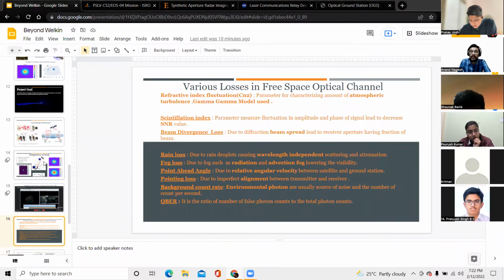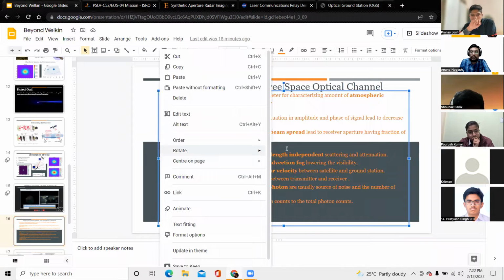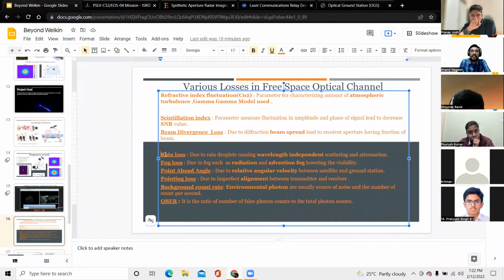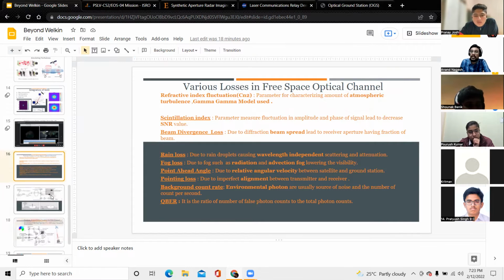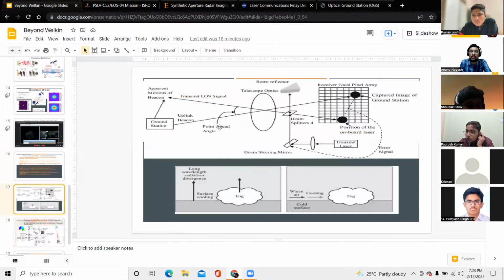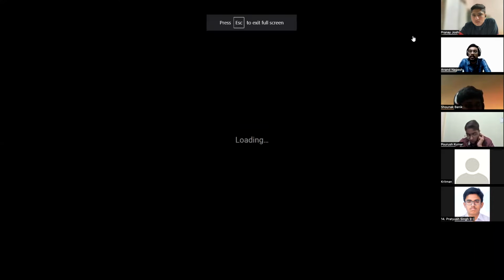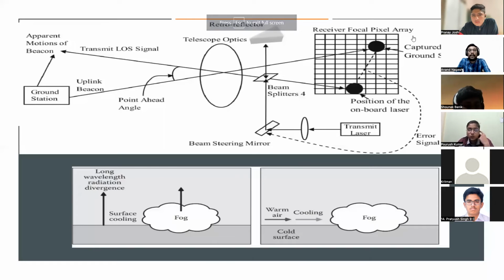There are various losses we have to look at in optical communication. These are the main few losses. Mainly, when you throw a laser into the sky and there is rain, there is dispersion of this laser light, right? So this is one kind of loss. We have rain losses, fog losses, point-ahead losses and pointing losses. There are 5 to 6 losses which we will have to overcome. Then we can achieve actual optical communication from a satellite to a ground station. Because as we know, Earth has an atmosphere, so the varying conditions shouldn't affect the optical communication we are looking into, for higher accuracy.